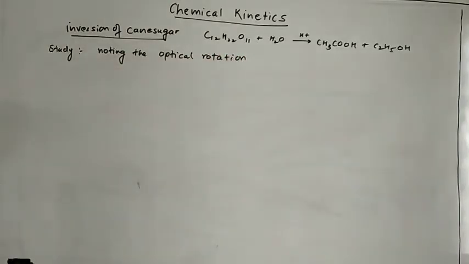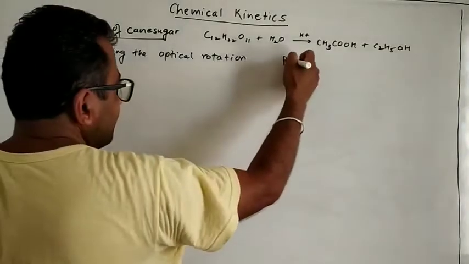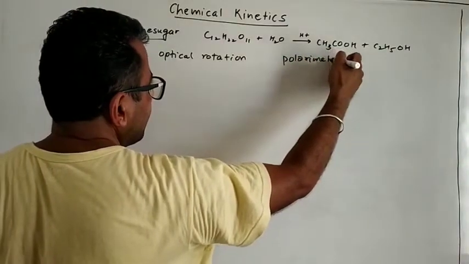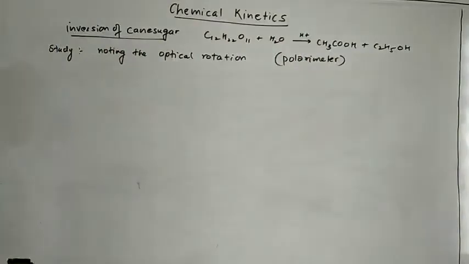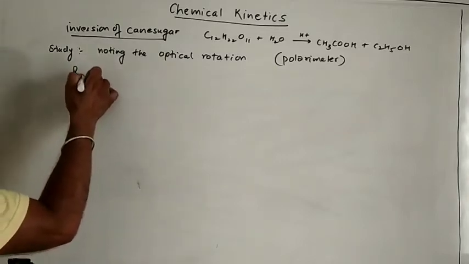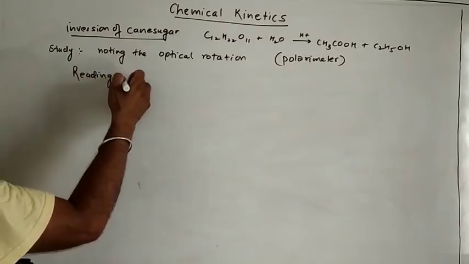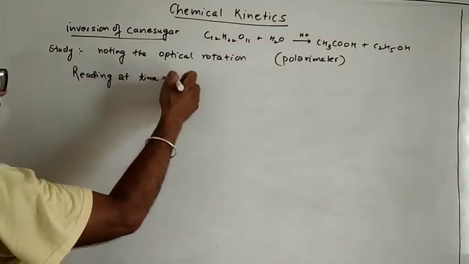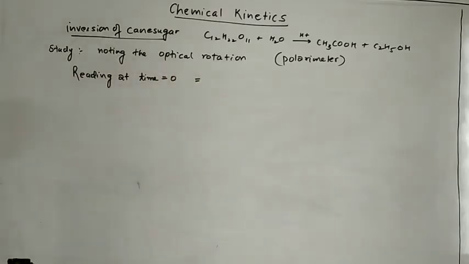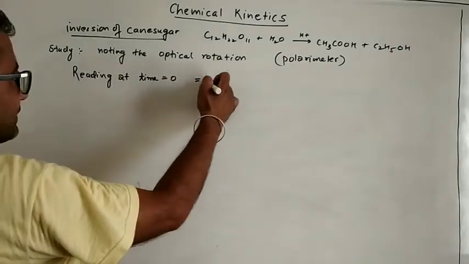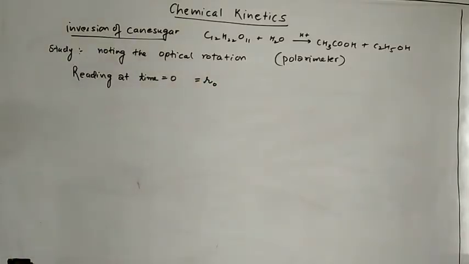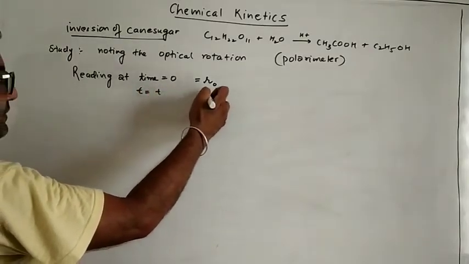Because sucrose is going to change from D to L at various times, with the help of an instrument called a polarimeter. So the kinetics of this reaction we will study with the polarimeter, noting the optical rotation. So the reading at time t0 will be r0. Reading at a certain time t, the reading becomes rt.